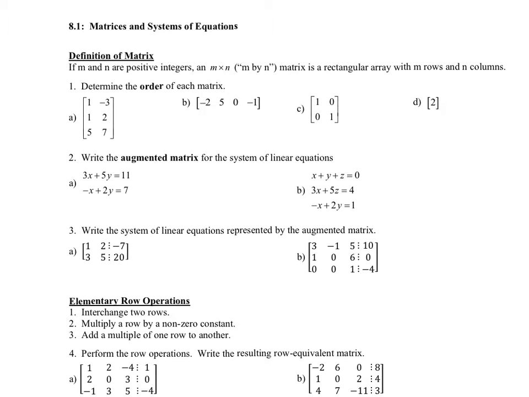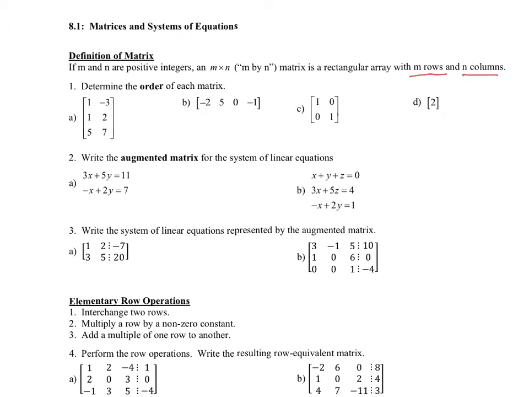Okay, we're going to start chapter 8 today just with basic matrix vocabulary and showing how matrices are related to systems of equations. So definition of matrix: if m and n are positive integers, an m by n matrix is a rectangular array with m rows and n columns.